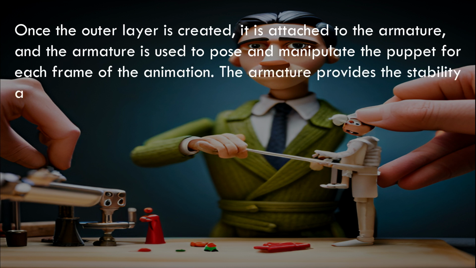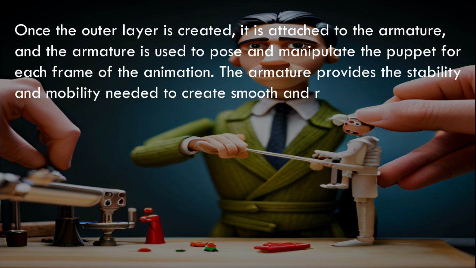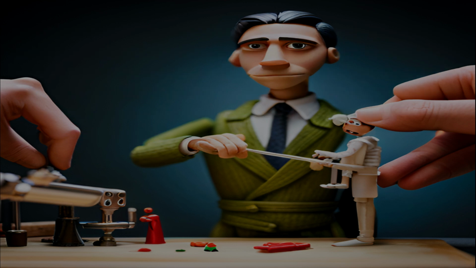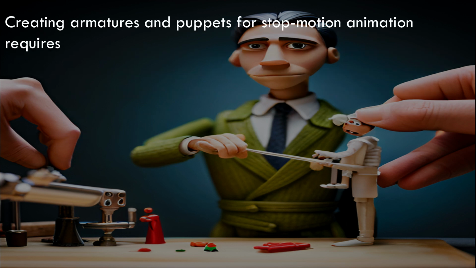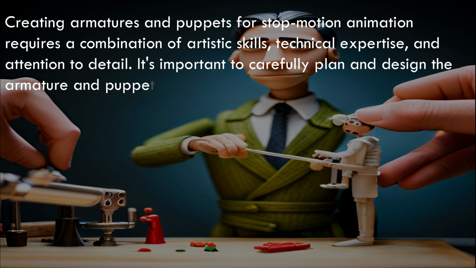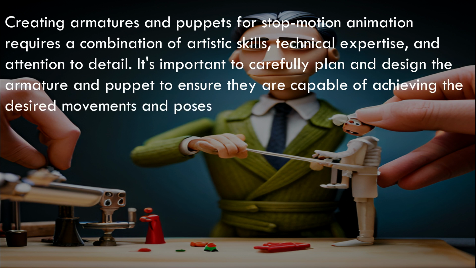The armature provides the stability and mobility needed to create smooth and realistic movements, while the puppet's outer layer provides the visual appearance of the character or object. Creating armatures and puppets for stop-motion animation requires a combination of artistic skills, technical expertise, and attention to detail. It's important to carefully plan and design the armature and puppet to ensure they are capable of achieving the desired movements and poses for the animation.